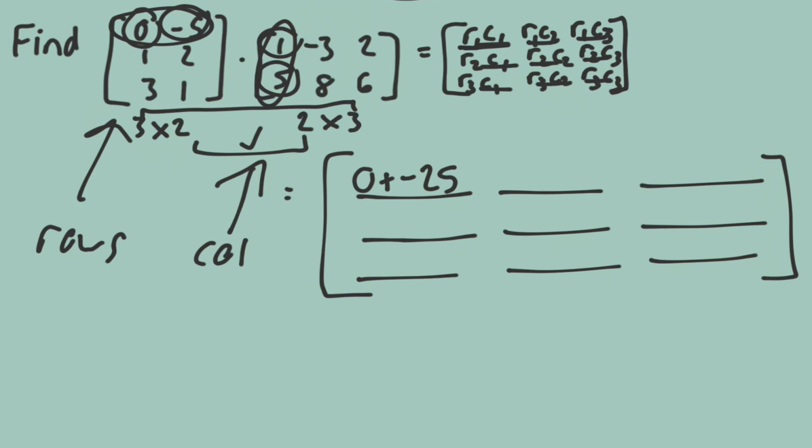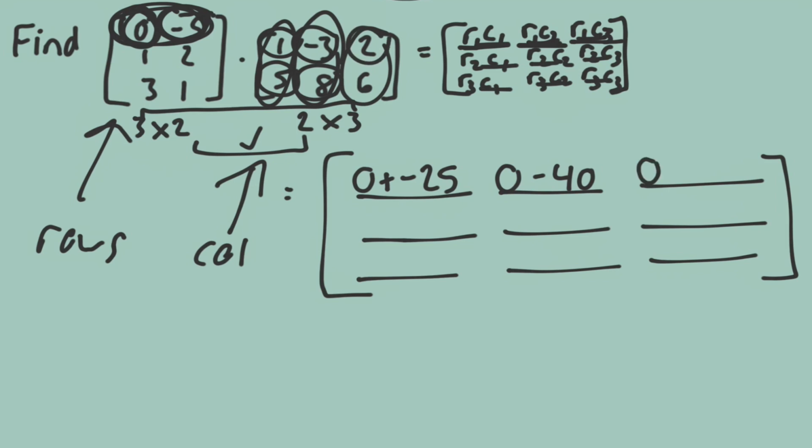Now we have row 1, column 2. So same row for the first matrix, but now we're in column 2. 0 times -3 is 0, plus -5 times 8 is -40. Now row 1, column 3. Row 1 with column 3. First one's 0 times 2 is 0, -5 times 6 is -30.